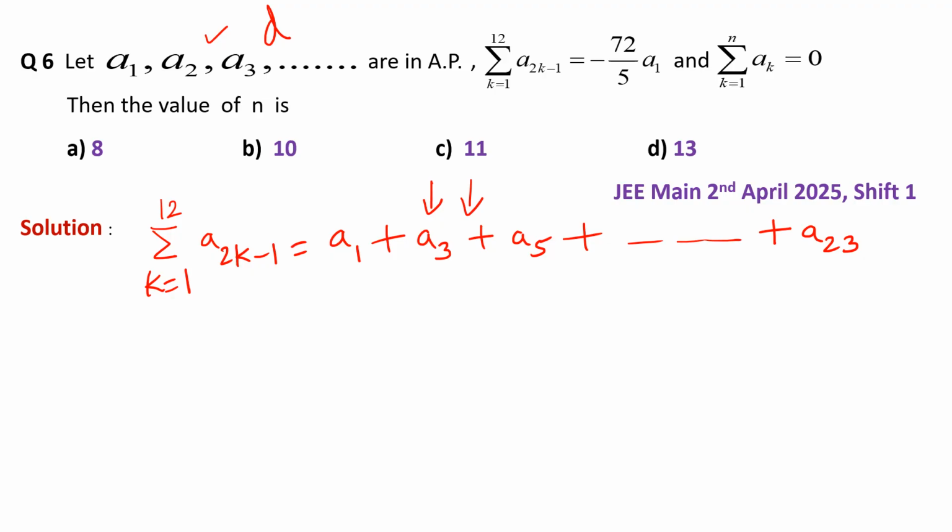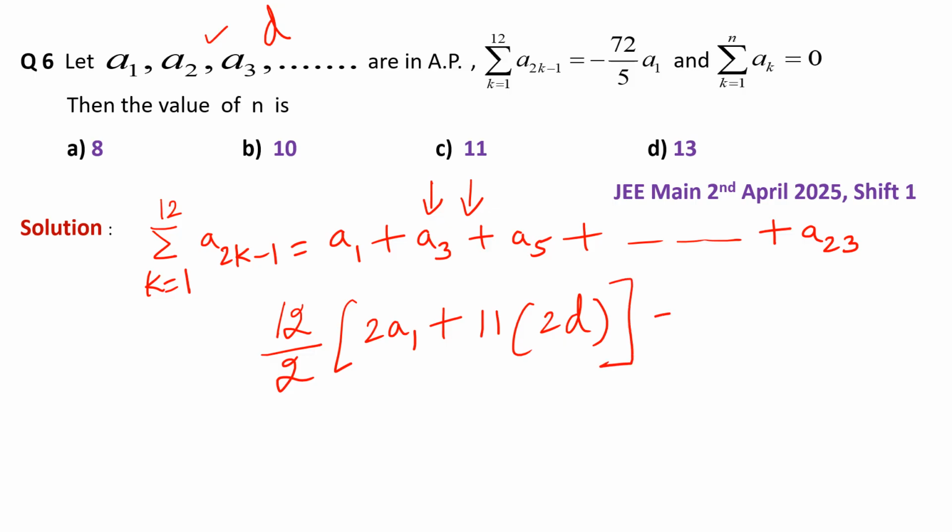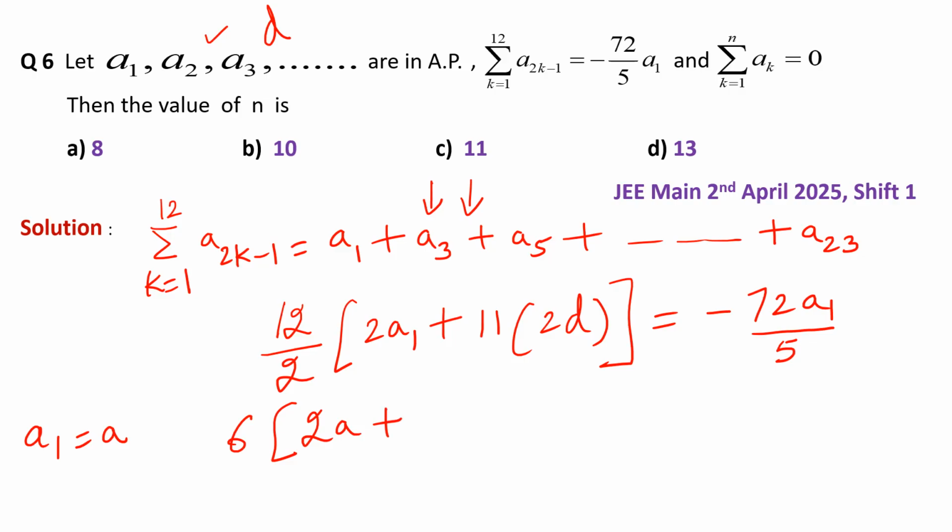Now students, just use the formula to find the sum of n terms of AP. Now since there are 12 terms, so the sum becomes 12 upon 2 into 2a1 plus 11 into 2d, and this sum is given to us as equal to minus 72 into a1 divided upon 5. Now students, for the sake of convenience, I am taking a1 equal to a. So now the equation becomes 6 times inside the bracket 2a plus 22 into d equal to minus 72a divided upon 5.